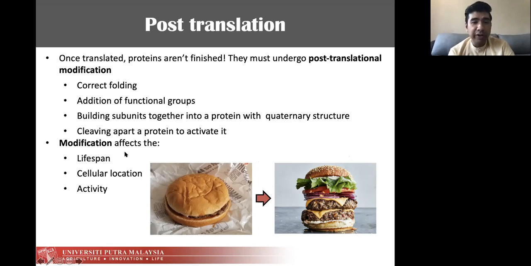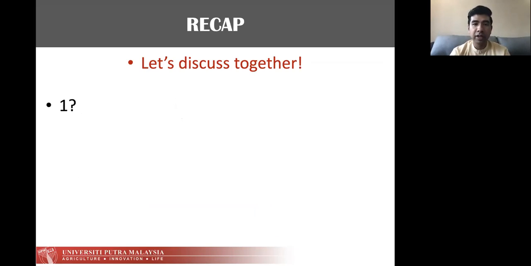Alright. Okay, modification affects the lifespan, cellular location, and activity. This is something we'll learn about proteins later on. Some proteins are added a few functional groups that make the lifespan or shelf life much longer. Some proteins need to be modified so they can enter different spaces of the cell. And some proteins need to be modified so that they serve different kinds of activities. We have a lot of different activities. Some are for digestion, some produce energy, some are used for waste management, all different kinds of things. Okay, let's discuss together.